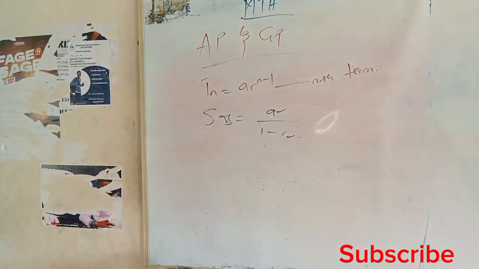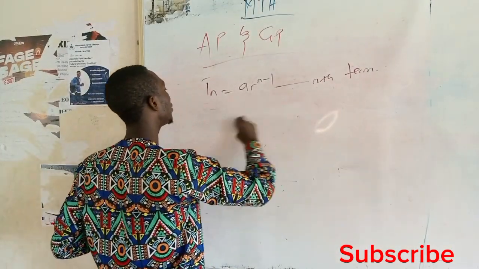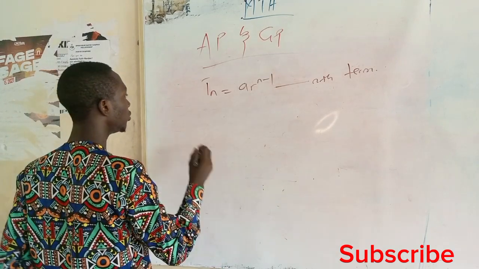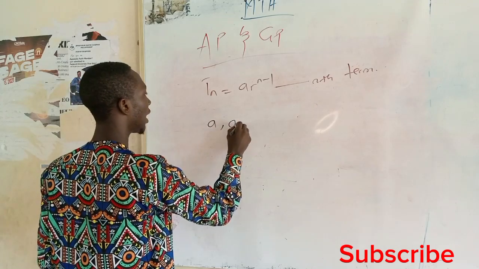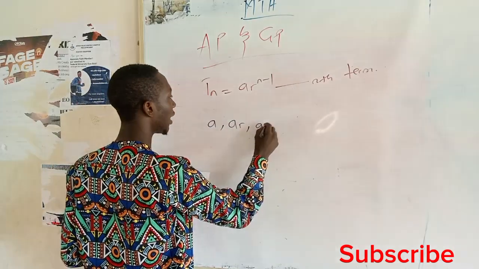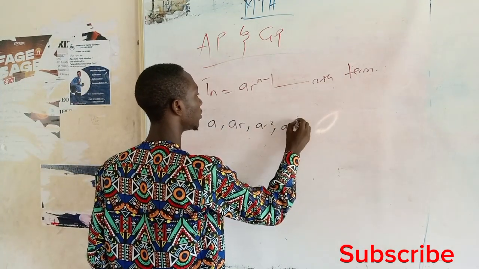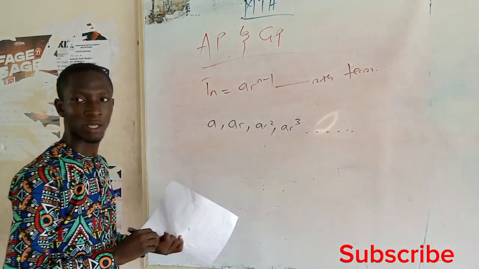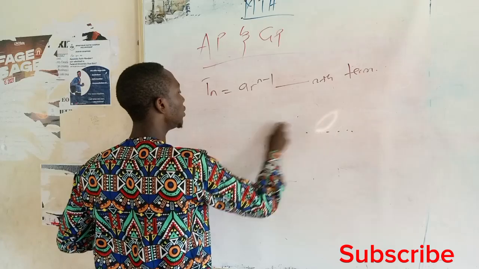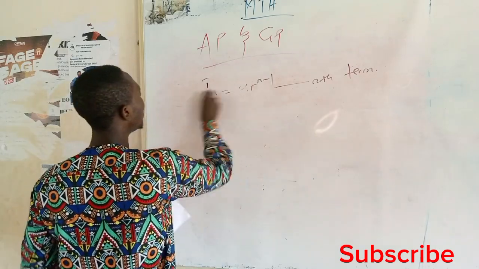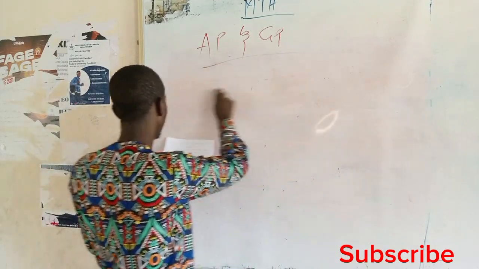Now also in GP, for an unknown sequence of terms, you know your first term is what? a. So your second term will just be ar. Your third term will be ar squared. Your fourth term will be ar cubed. So it goes like that. So now let's solve some questions under AP and GP so you know how to apply these formulas whenever you see questions under AP and GP.